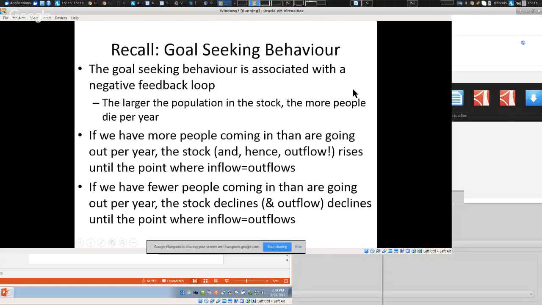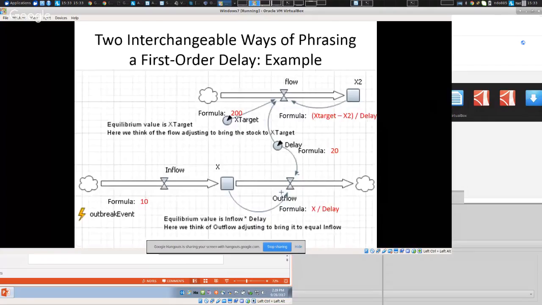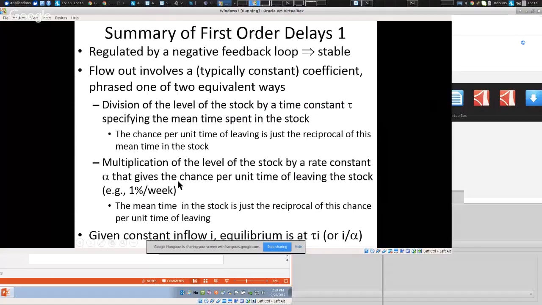With the bottom one, if the stock is increased, the outflow will be greater than the inflow. The value of the stock will be larger, the outflow will be greater than the inflow, and it'll drain the stock down and pull it back into balance. So there's a negative feedback here. It's pulling it towards stability. Do you appreciate that? Okay.